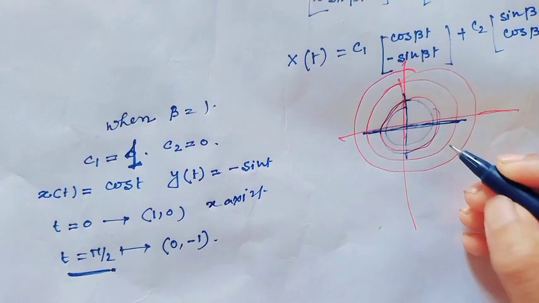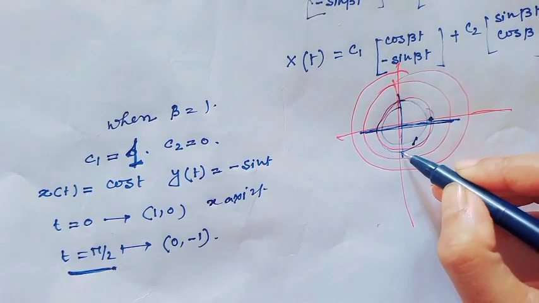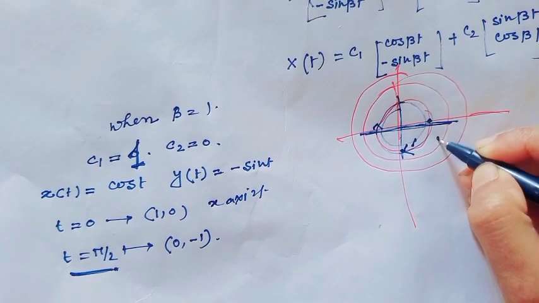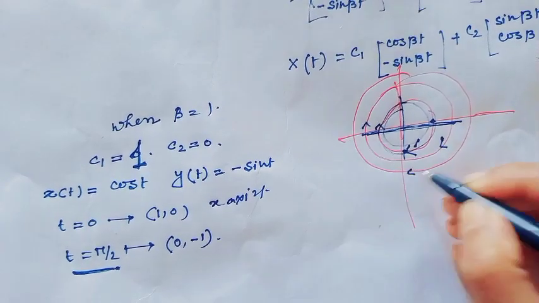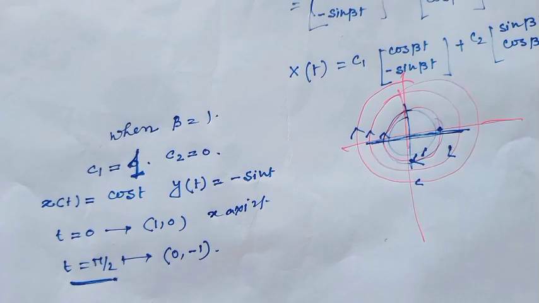Therefore, the rotation would be, this is the x-axis, here (0, minus 1), the rotation would be of such type. For here, the rotation would be of such type. I hope all my viewers have understood.